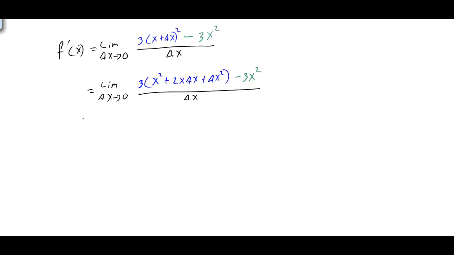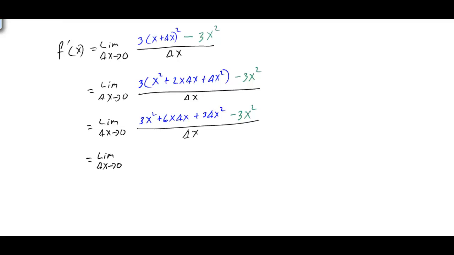Now you're going to find out this is a little bit time consuming, a little bit tedious, but I found out if you skip too many steps, you're more likely to make a mistake. So really all you're doing is basically algebra, multiplying and collecting your like terms. So if we distribute the 3, you get 3x squared plus 6x delta x plus 3 delta x squared, minus 3x squared, all over delta x. And if we combine our like terms, what happens? Well, you notice the 3x squared is going to cancel out with the minus 3x squared. So you're left with 6x delta x plus 3 delta x squared, all over delta x.